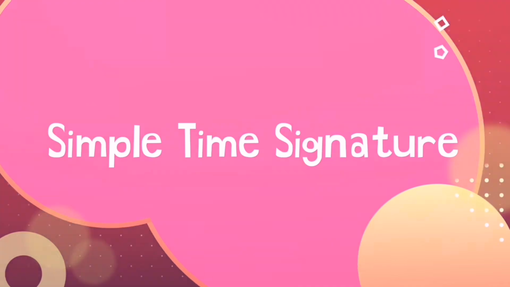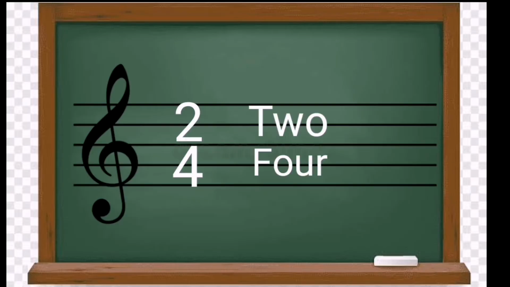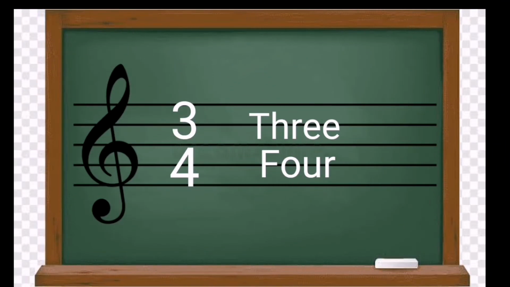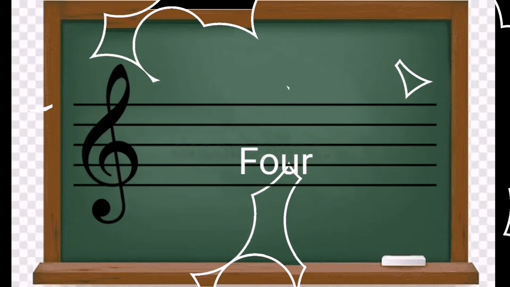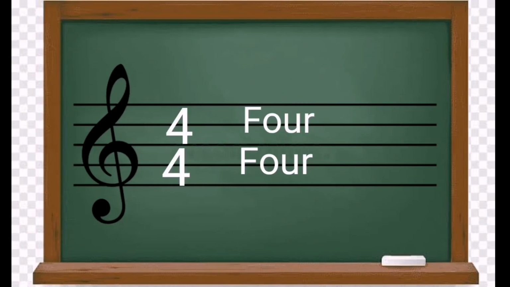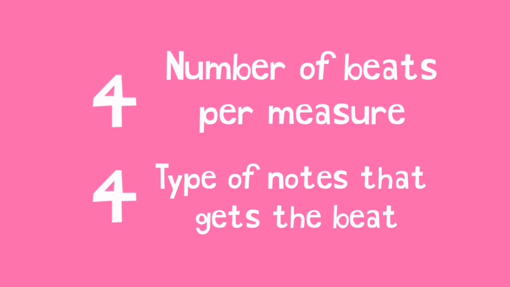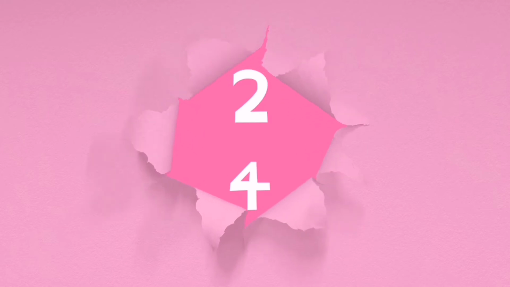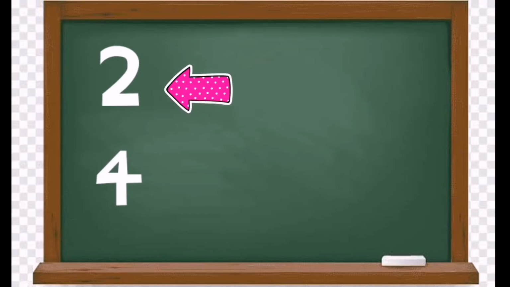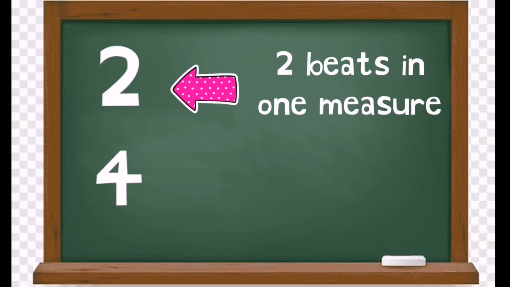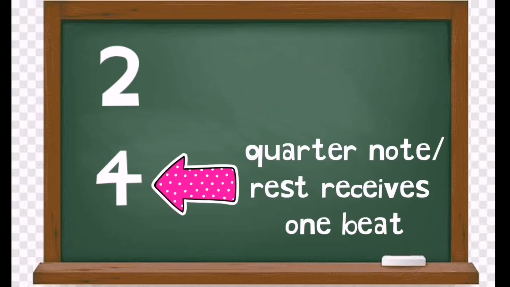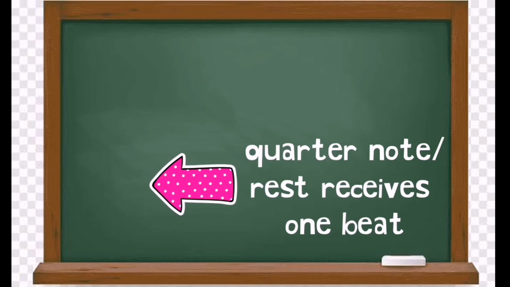Simple time signature. We have the 2-4, 3-4, and 4-4. The upper number indicates the number of beats per measure, and the lower indicates the type of note that gets one beat. For example, the 2-4 time signature. In a 2-4 time signature, there are 2 beats in one measure, and a quarter note or rest receives 1 beat.